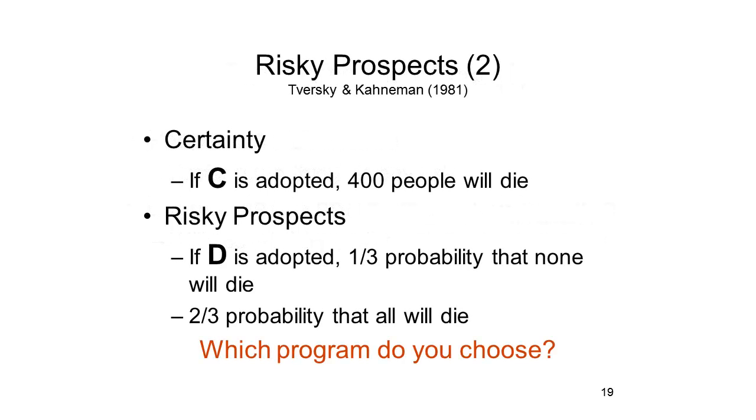Consider another pair of choices in the context of the disease problem. Remember, based on past experience, this disease is expected to kill 600 people. Now, as a public health officer, you have a choice of two other alternative programs. If program C is adopted, 400 people will die for sure. Those are certain prospects. 400 people will die. But if program D is adopted, there is a 1 in 3 probability that none will die and a 2 out of 3 probability that all will die. Here we have risky prospects. Faced with a choice between program C and program D, which program do you choose?